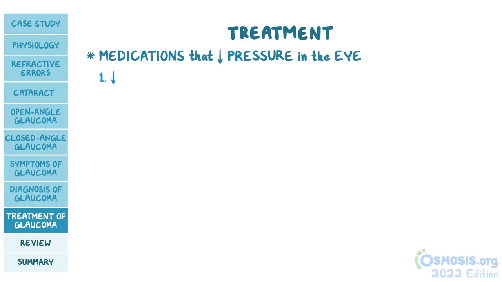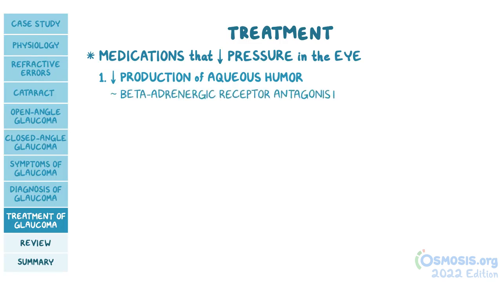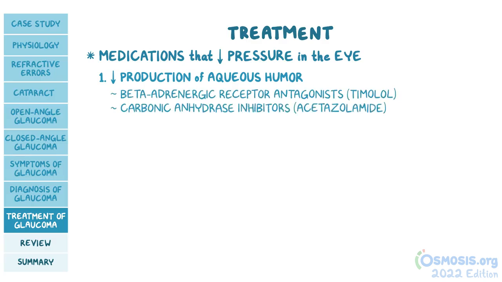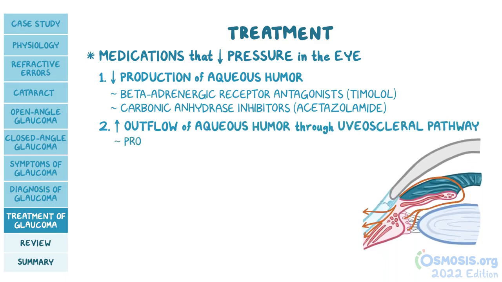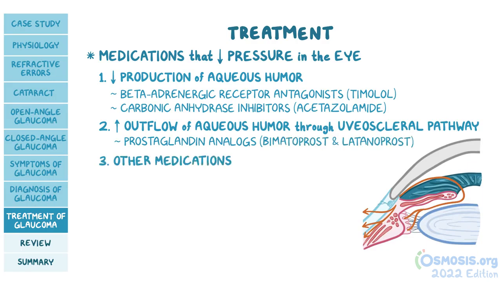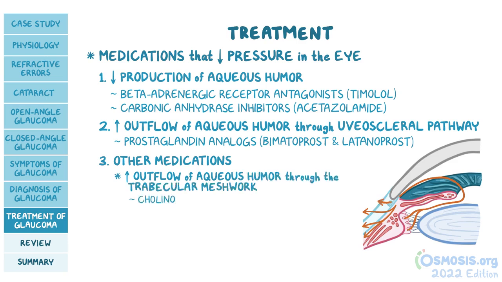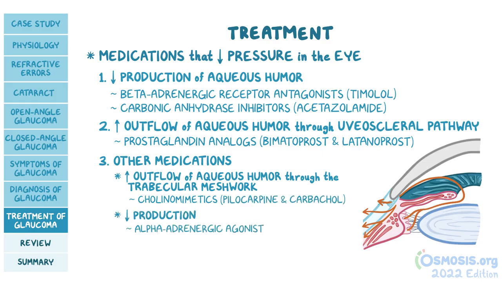First, we can decrease the production of aqueous humor with medication like beta-adrenergic receptor antagonists like timolol and carbonic anhydrase inhibitors like acetazolamide. Next, we can increase the outflow of aqueous humor through the uveoscleral pathway with prostaglandin analogs like bimatoprost and latanoprost. Other medications can be used to increase the outflow of aqueous humor through the trabecular meshwork, such as cholinomimetics, like pilocarpine and carbachol, or decrease its production, such as alpha-adrenergic agonists like epinephrine, apraclonidine, or brimonidine.